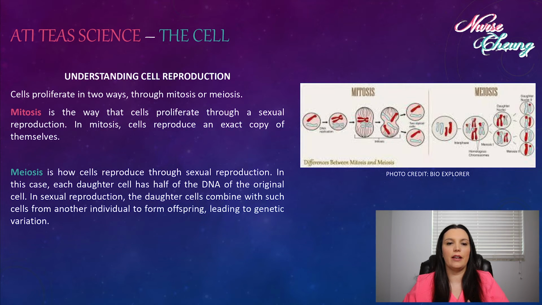In mitosis, cells produce an exact copy of themselves. Meiosis is how cells reproduce through sexual reproduction as well, but in this case, each daughter cell has half of the DNA of the original cell. In sexual reproduction, the daughter cells combine with each cell from another individual to form offspring, leading to genetic variations.